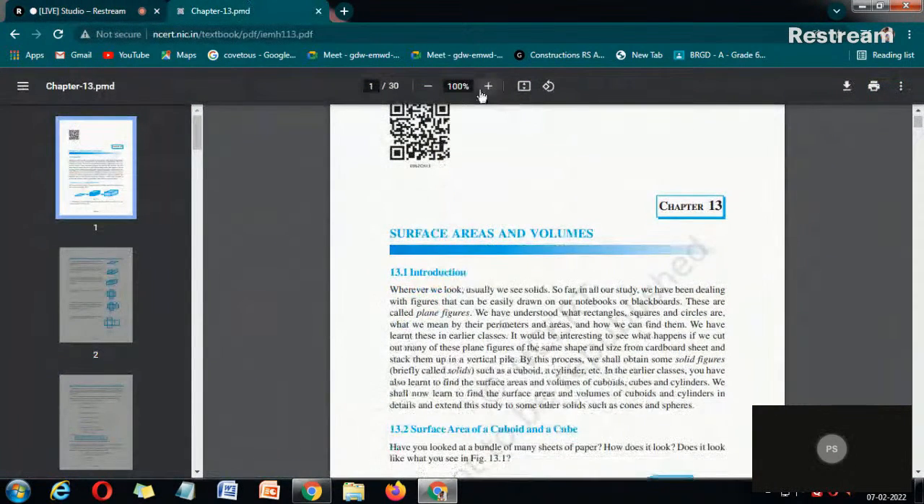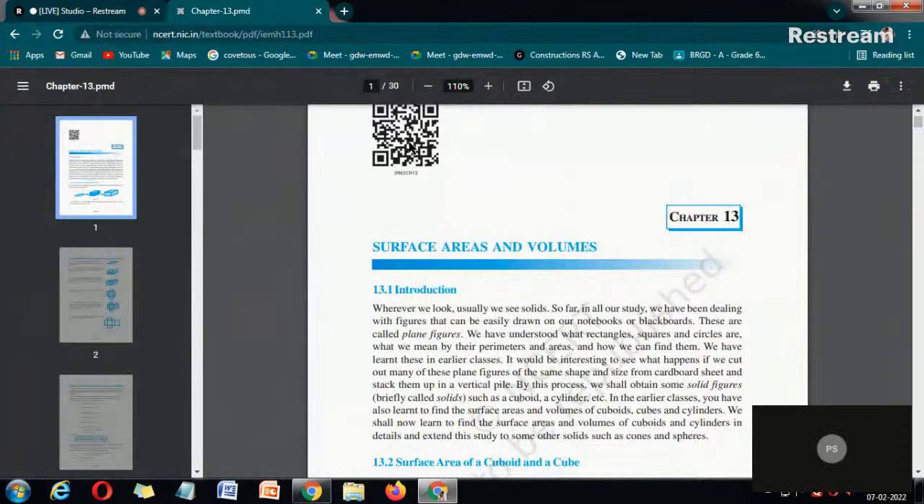So as you can see, the introduction, we are going to read it. So let us start. Whenever we look around, usually we see solids. So far in all our study, we have been dealing with figures that can be easily drawn on our notebooks or blackboards. These are called plane figures. We have understood what rectangles, squares, and circles are, what we mean by perimeters and areas, and how we can find them. We have learned this in earlier classes.